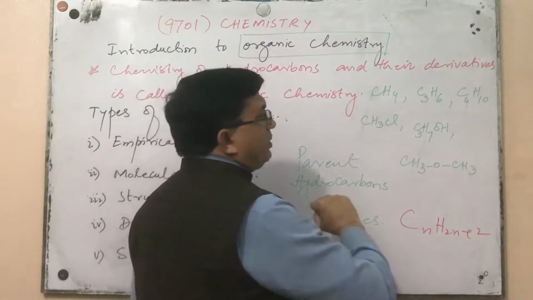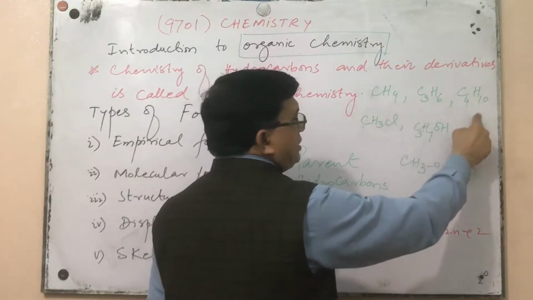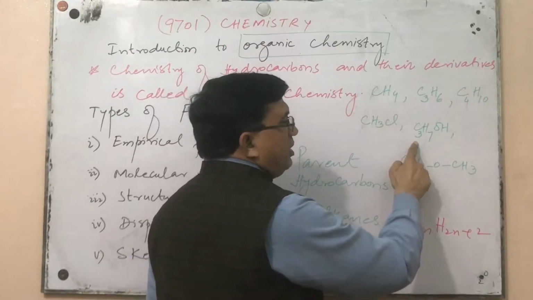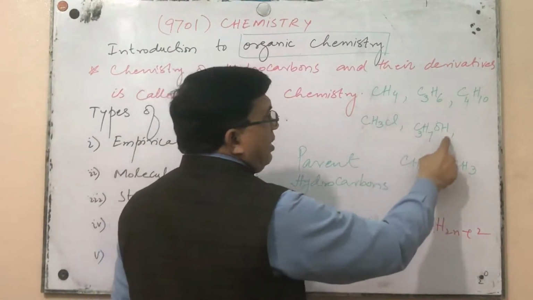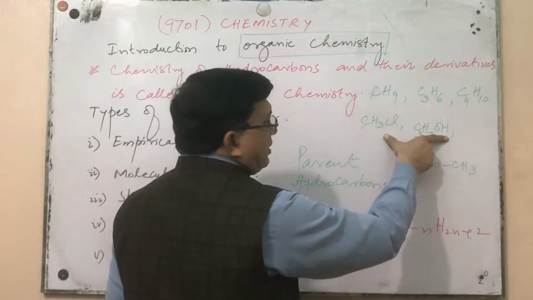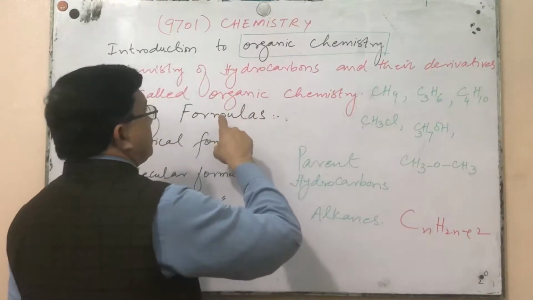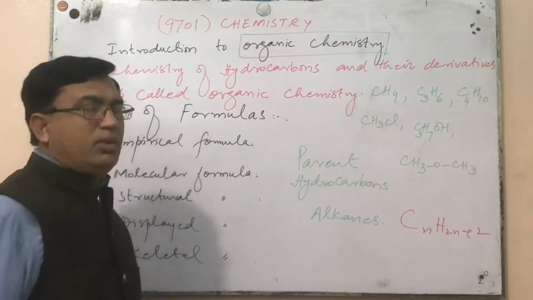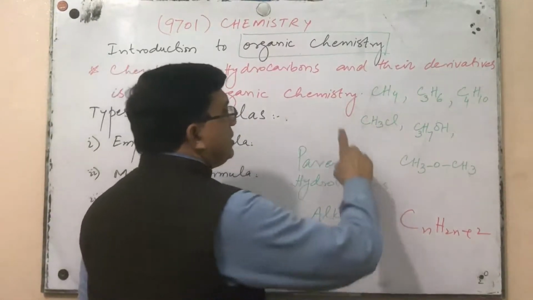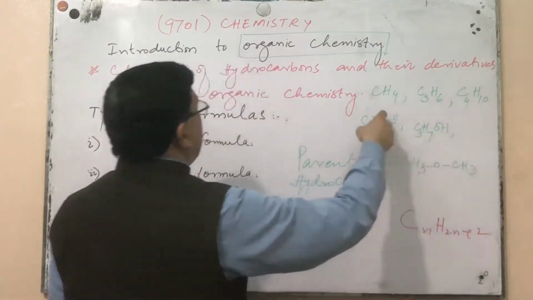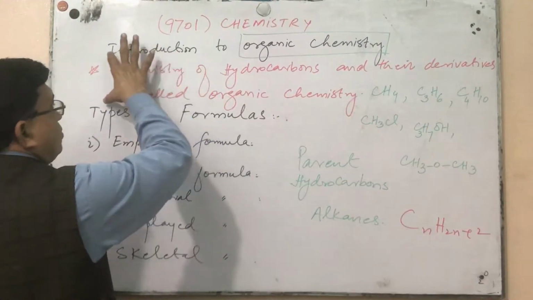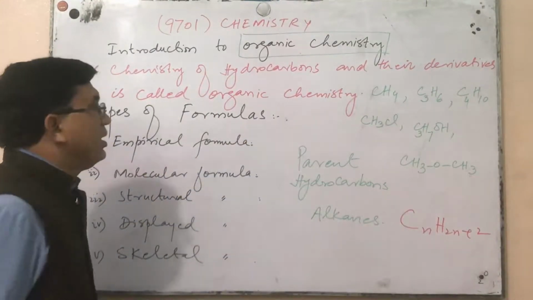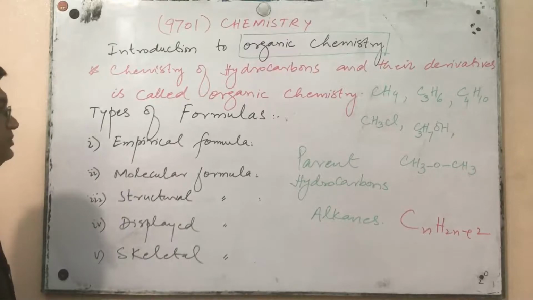This is methane, this is propene, this is butane, this is chloromethane, this is propanol. These are compounds which are derivatives, which can be derived from the hydrocarbons. That's why the chemistry of hydrocarbons and their derivatives is called organic chemistry.